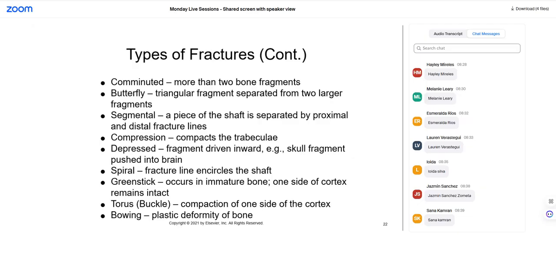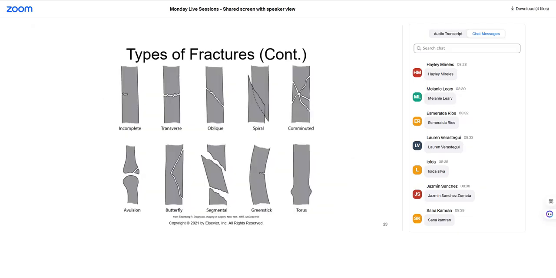Compression is your compact or trabecular bone compression fracture. You see that a lot in the spine. Depressed, you would see that in a skull, where there's a fragment driven inward, a skull fragment pushed into the brain. Spiral is just your fracture line encircling the shaft. Greenstick will happen in pediatrics and immature bone. Buckle is a compaction of one side of the cortex, and bowing is a deformity of the bone. So you could see the illustrations of those different fractures here.